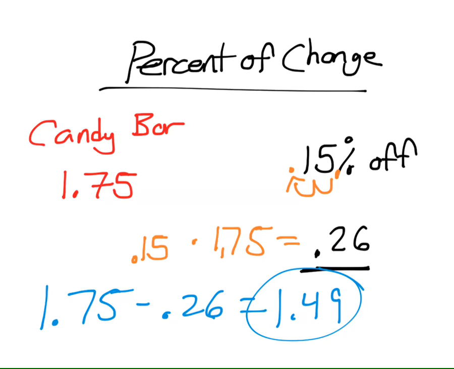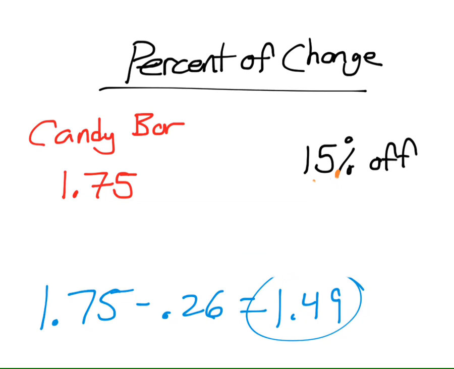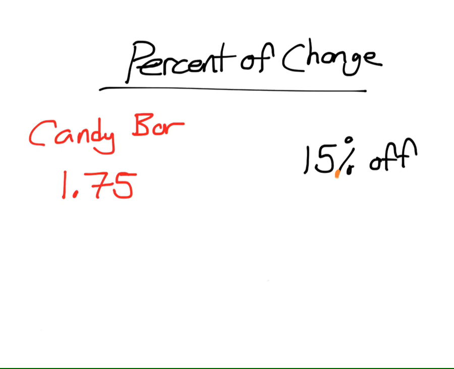Is it possible that I could do this maybe in one step? That's a perfectly good way to do it, and you could do it that way. But let's think about this. If the candy bar is 15% off, what percent am I actually paying for the candy bar then? I'm not paying 100%, it's 15% off. So what percent am I paying? Yeah, Jake, 85. I'm actually paying 85% of it, right?